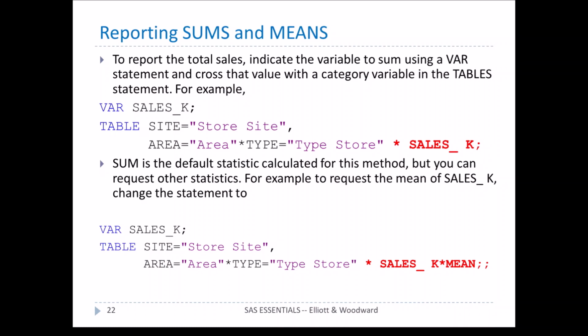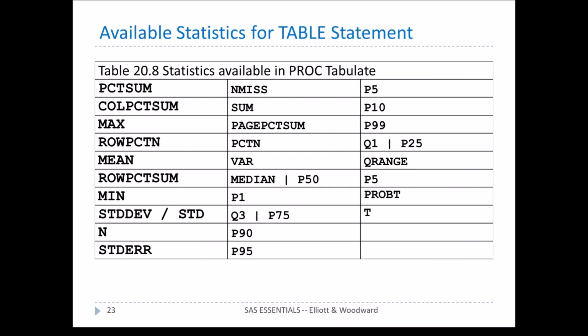Sum is the default statistic for this method, but we can request other statistics as we'll show here. For example, instead of the sum, if we wanted means, notice here the only change I've made is from sales K to sales K by mean. And what that will do is instead of reporting the sum value, it'll report the mean value.